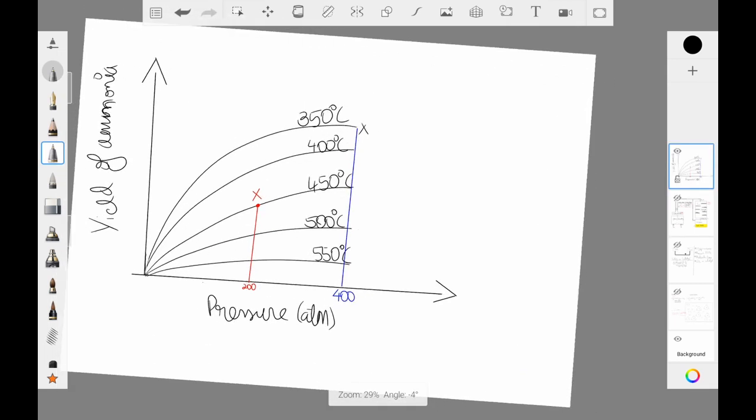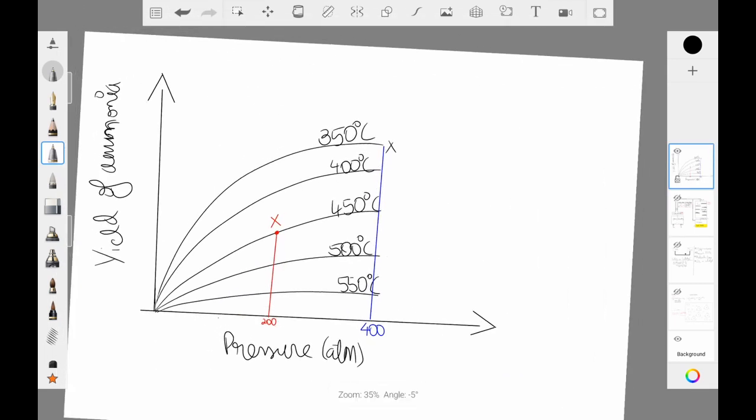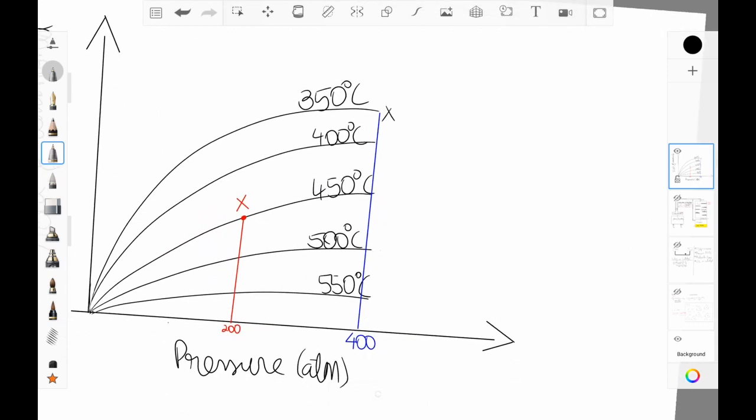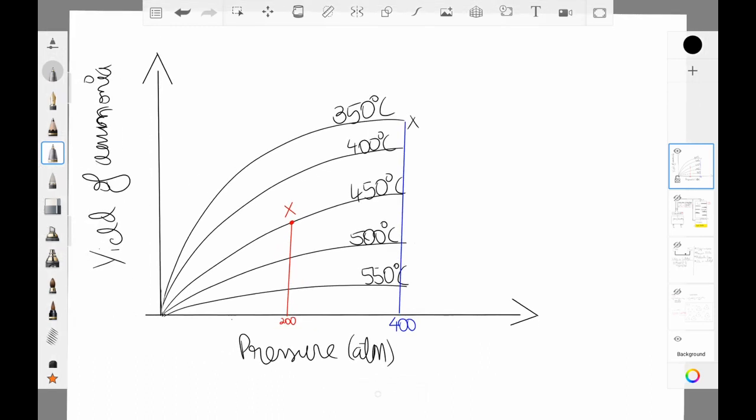Right, so when we consider temperature and pressure in the Haber process, theoretically speaking, at point X, where the temperature is 350 degrees Celsius and the pressure is 400 atmospheres, you will have the highest yield. But if you were to take into account number one, the cost of maintaining such a high pressure, the safety concerns regarding storing so much ammonia under such high pressure, and also the speed of the reaction, because 350 degrees Celsius in this case is a really low temperature, giving you a very small rate of reaction.